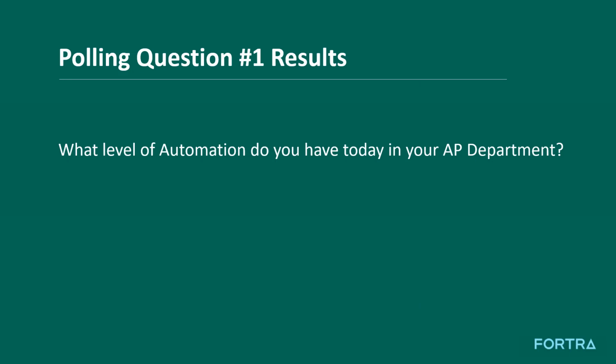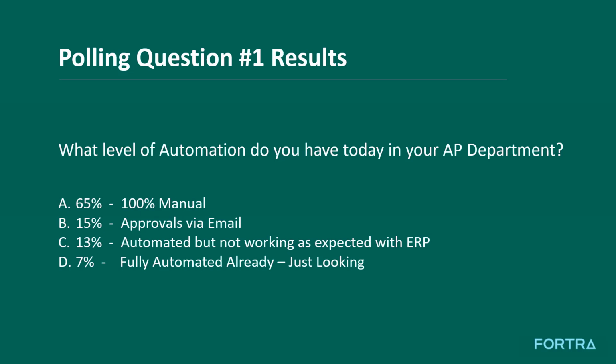All right, and let me just make sure I got the numbers here correct for this. I'm going to give you the results for that first polling question here. It looks like about 65% are about 100% manual. There's some crossover in some of these. There's about 15% that have approvals via email today, so they're getting invoices and emailing those around, and about 13% are automated but not working the way it's expected with their ERP system.